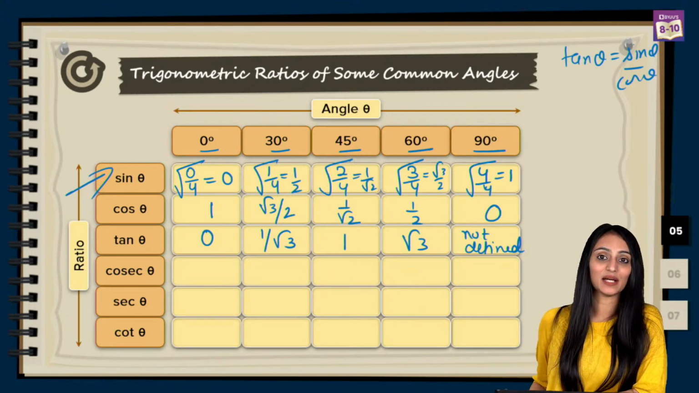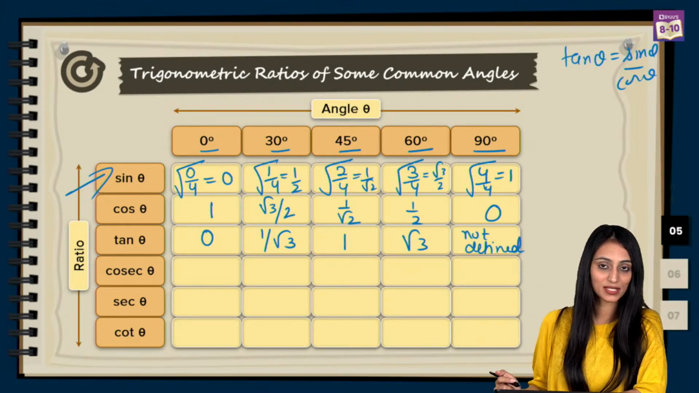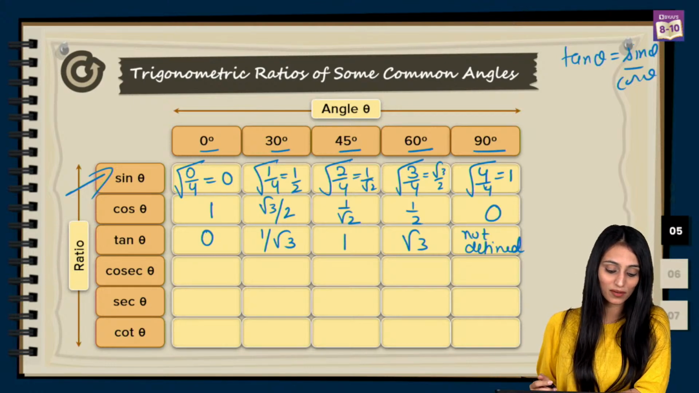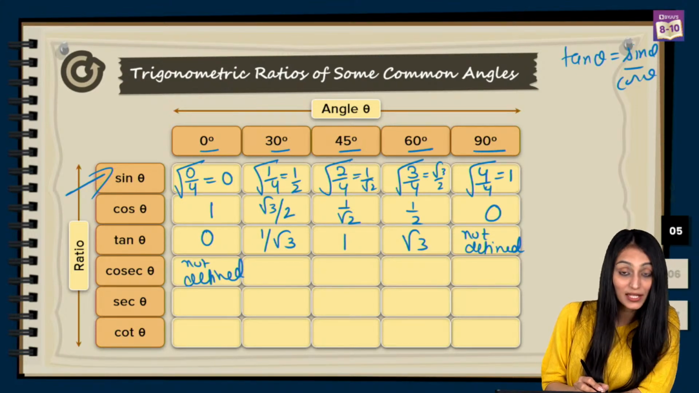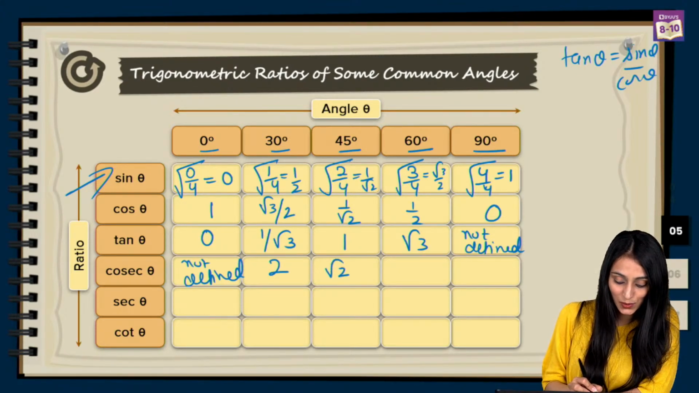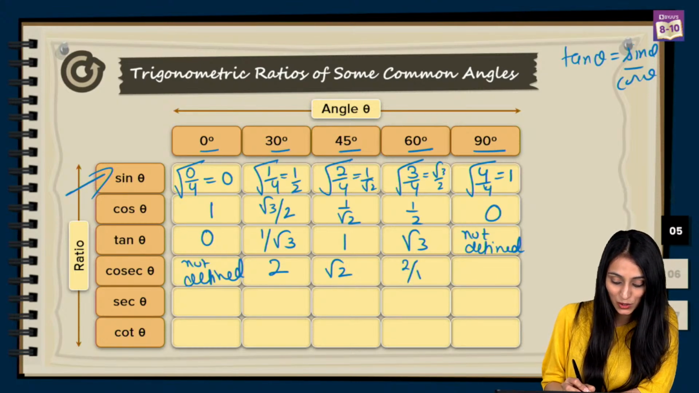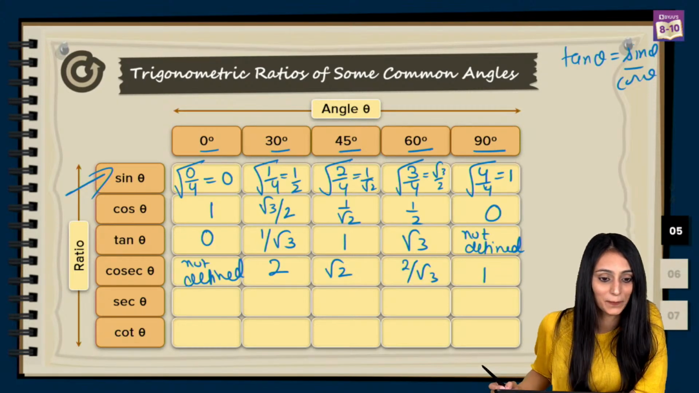Alright, cosec theta. It's basically the reciprocal of sine theta. Reciprocal of 0 is going to be what? 1 by 0. That's going to be not defined here. Similarly, cosec 30 would be 2. This would be root 2. Cosec 60 would be 2 by root 3. And that's going to be 1, right?